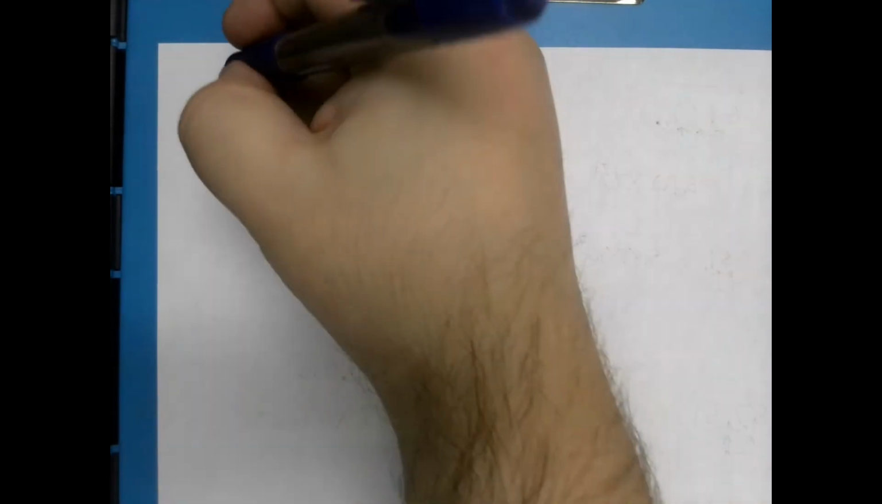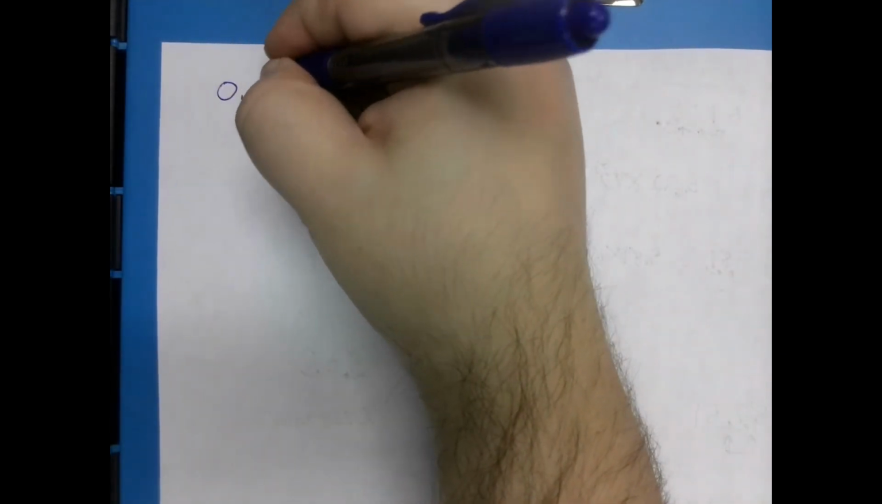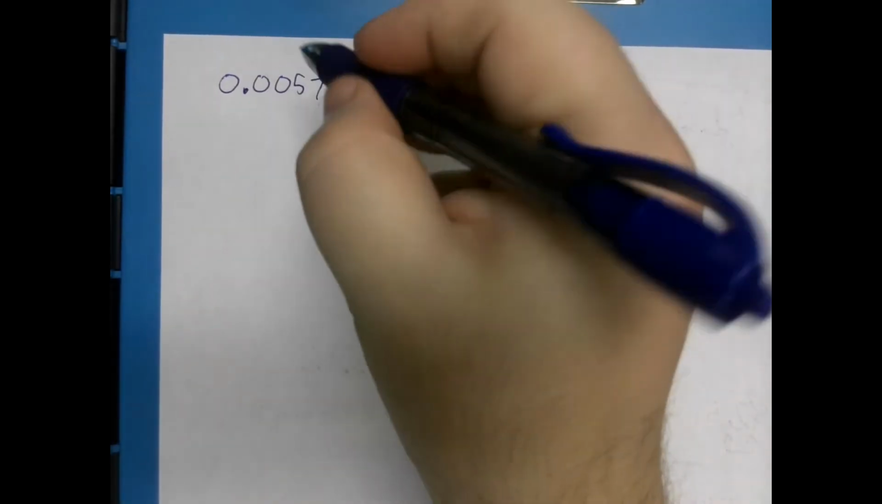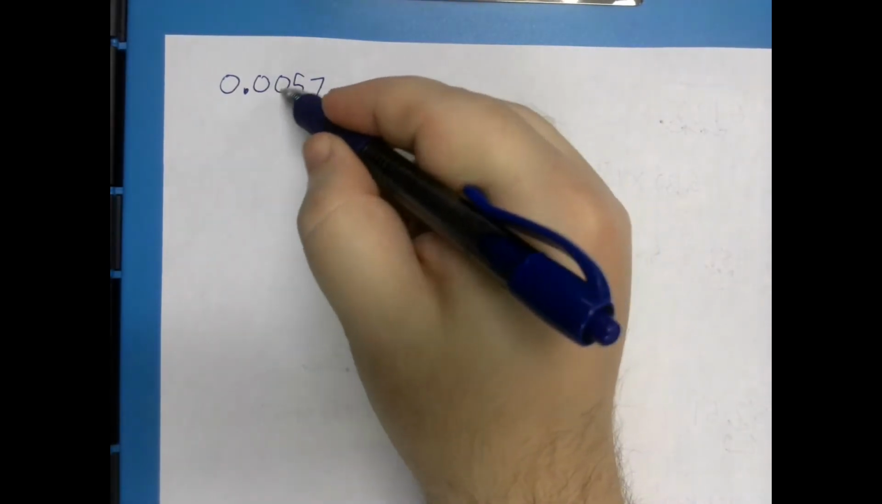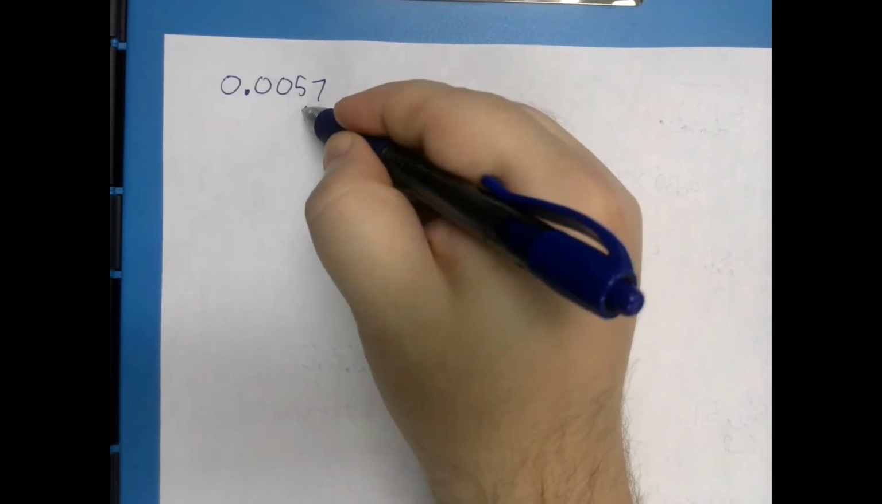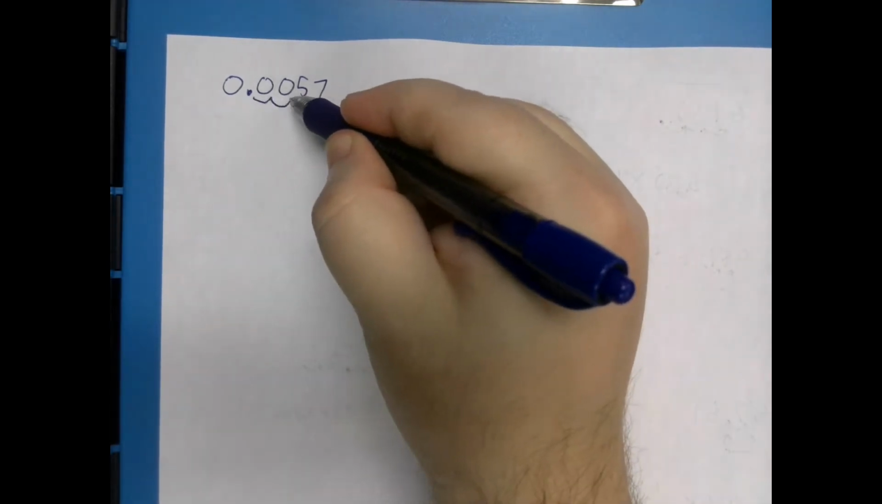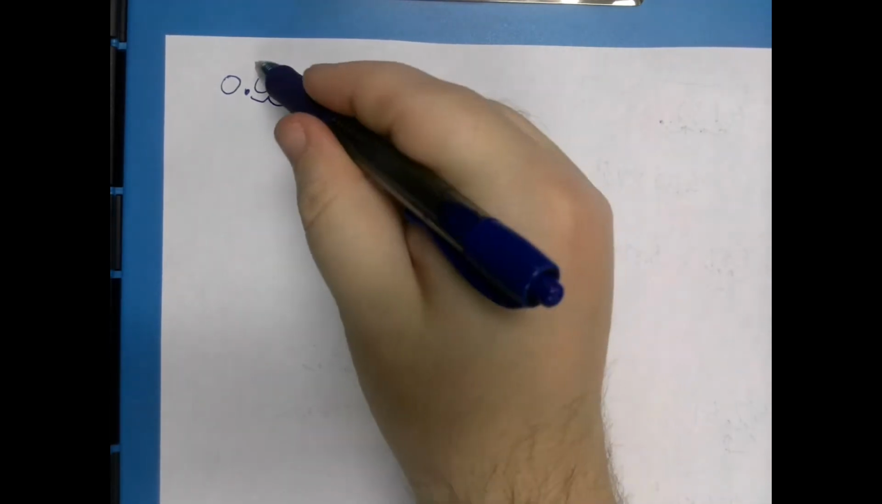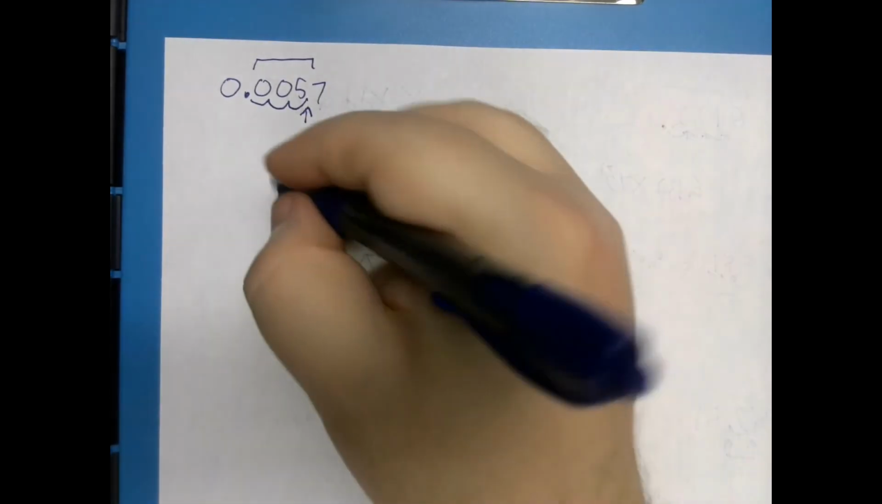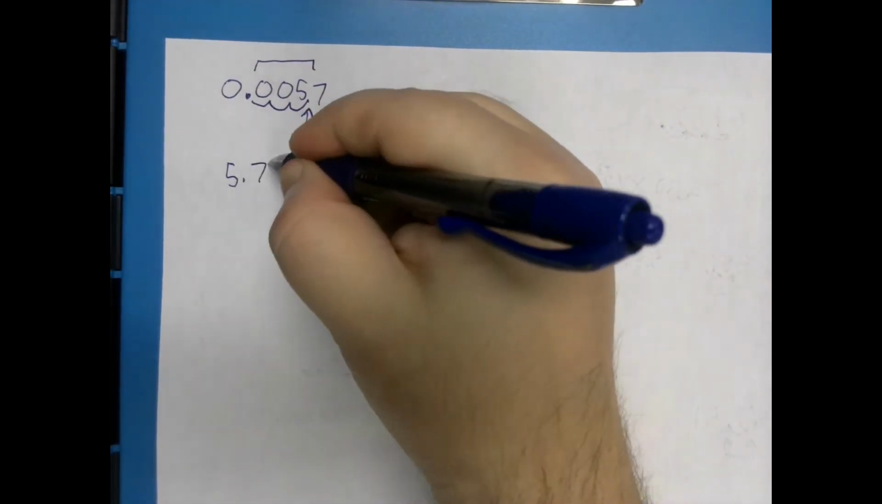Alright, so let's go in the other direction. Let's say that I have 0.0057. So you always want it after the first digit, the first non-zero digit. So I want to move it right here between the 5 and the 7. There are 1, 2, 3 hops I have to make, or 3 numbers in between. So it'd be 5.7 times 10 to the negative 3.